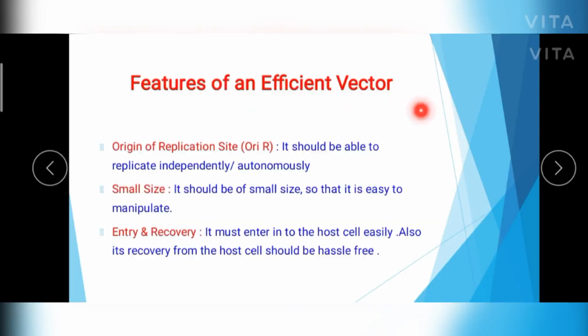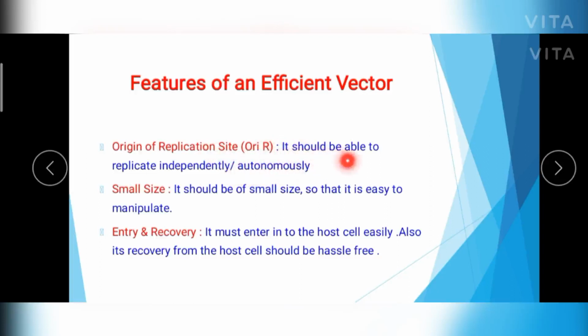Coming to the features of an efficient vector, whenever you are talking that this particular thing is a vector, it should be able to satisfy certain features. So, the first one is origin of replication site. It is also called as ORI site or ORI-C site or replicon. So, you can call it by any one of these names.